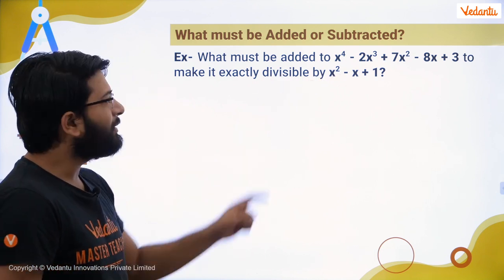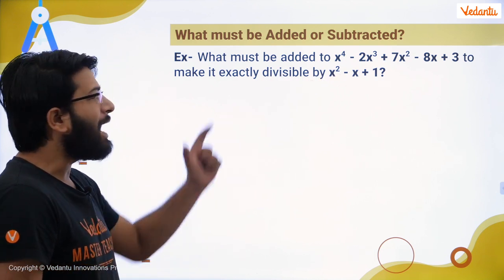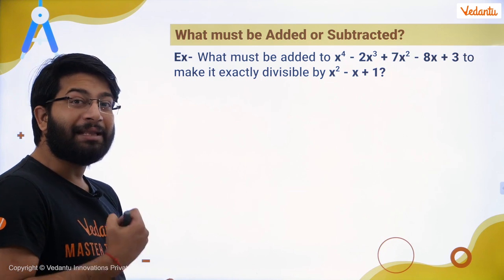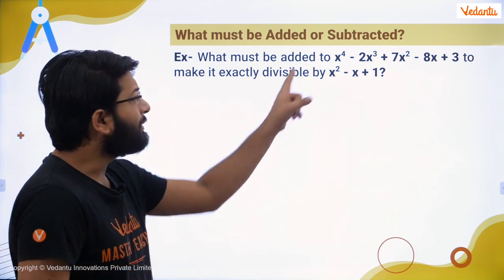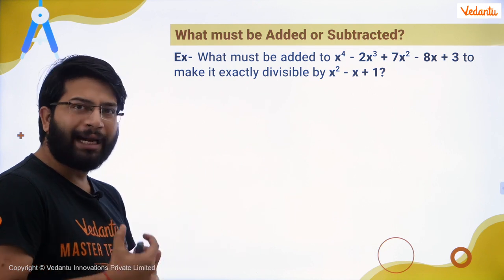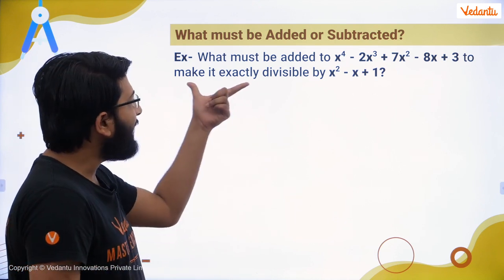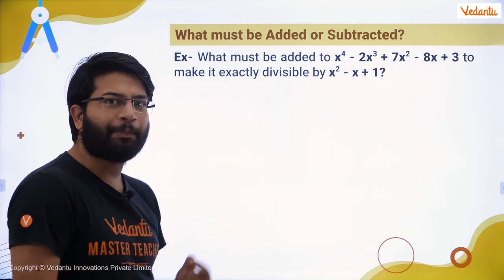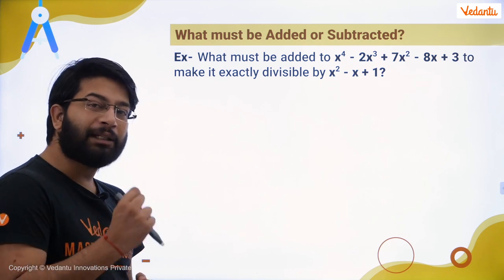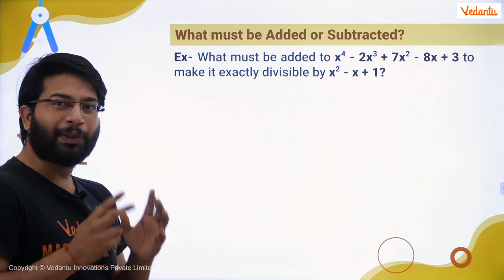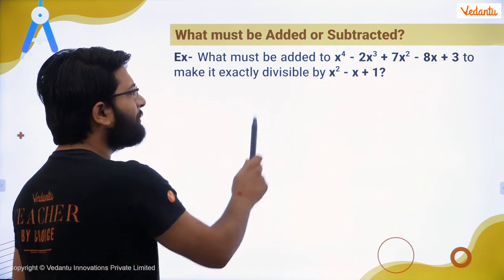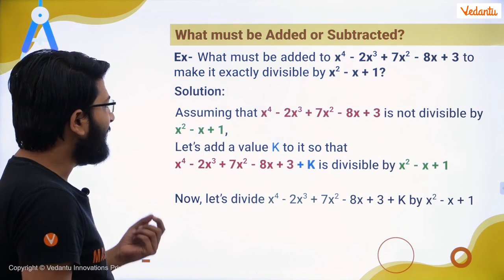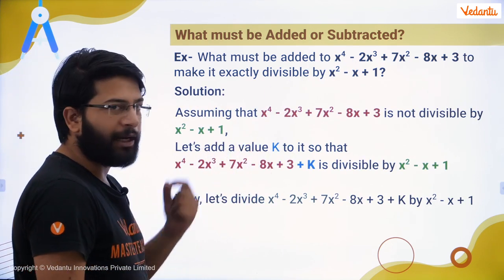Now champ, if this is exactly divisible after adding something, in that case my remainder must be 0. If this polynomial, after adding something, is exactly divisible by this quadratic polynomial, then my remainder must be 0. That's the total concept. I have to put the remainder 0 after adding something. So champ, let's say we have to add k value.